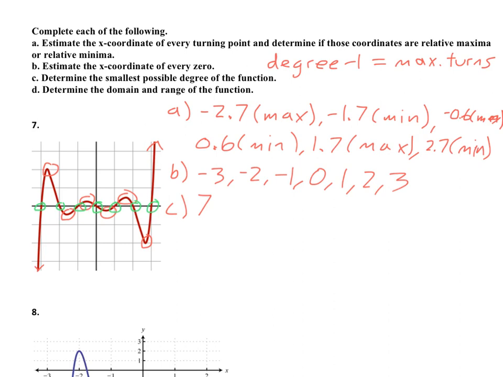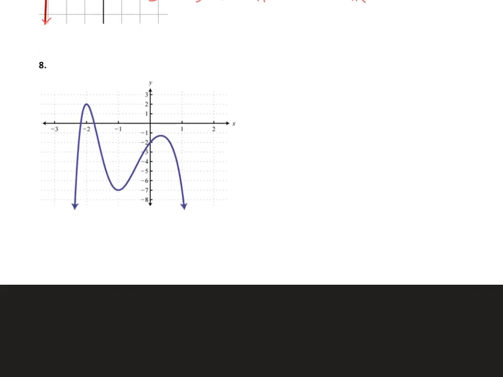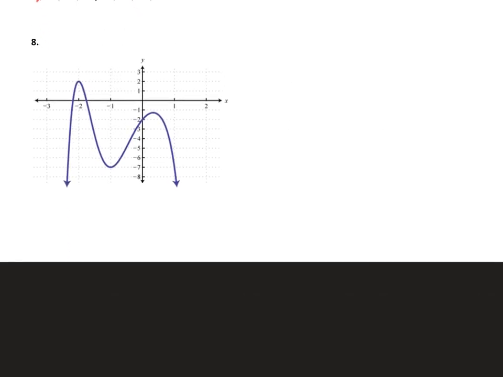Okay, part D, the domain and range. So we have an odd function. We know it's odd because one end goes up and the other end goes down. Whenever it's odd, the domain and the range are all real numbers. So the domain and the range are all real numbers. When it's even, the domain's all real numbers, but the range is not.